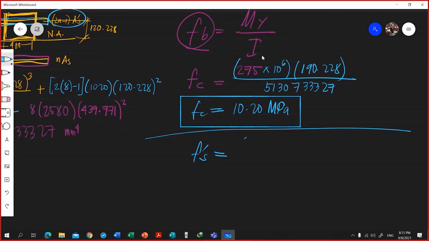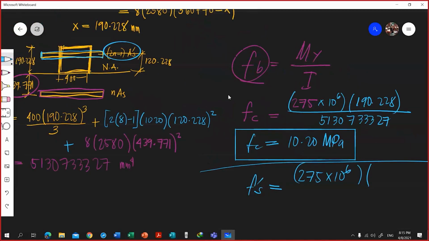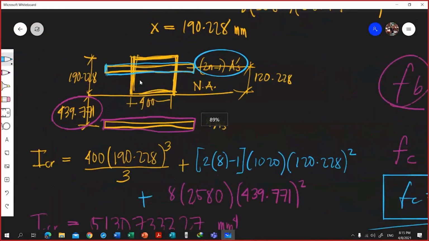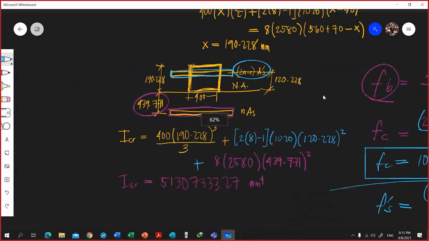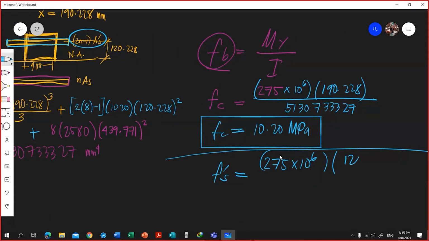So your moment is 275 times 10 raised to 6 multiplied by the distance. Take note, still in compression. That distance, from the centroid of this area to the neutral axis, is 120.228. We solved that already, 120.228, all over your ICR, that is 5130.